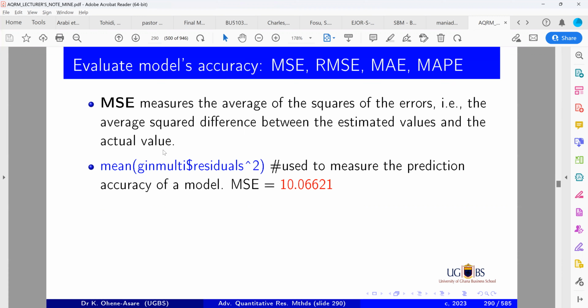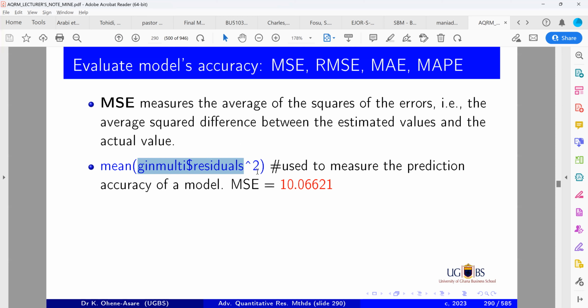Should I? The mean squared error, yes. This is how you calculate it. You take the mean of the residuals. Now remember the residuals, which is residual square, is inside the gene multi. So the mean squared error is the mean, into bracket, the gene multi dollar residual square.